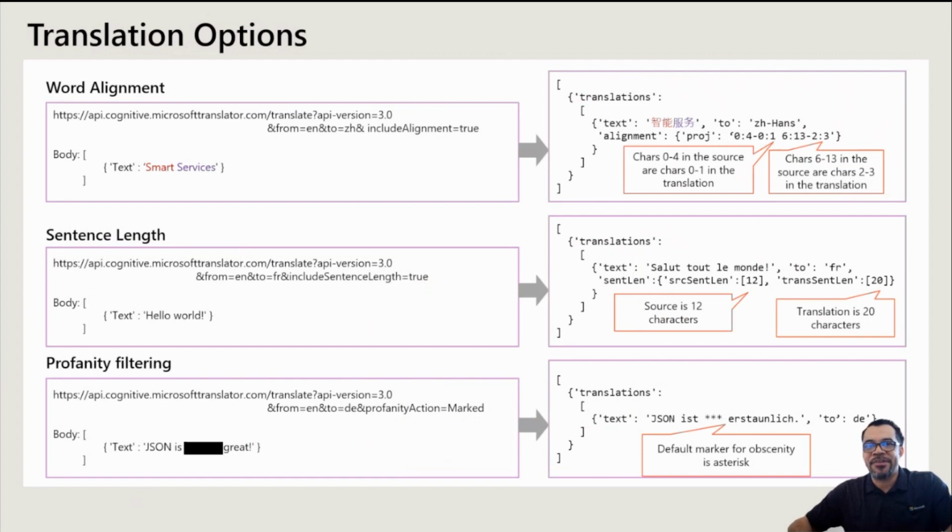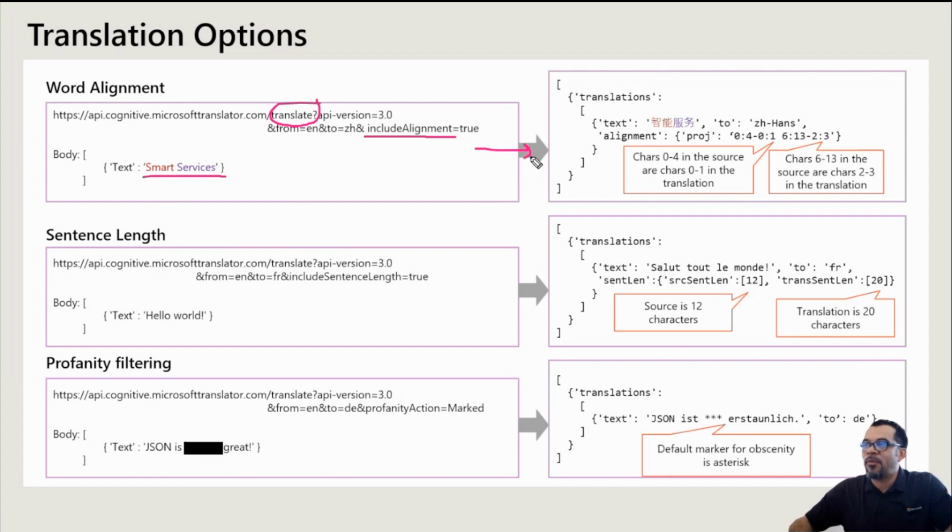So for translation, there are some options that we have. One of those things is to include the alignment here. Notice here we're making a REST call using translate. The text that we're going to translate is "smart services." We submit that into our model.